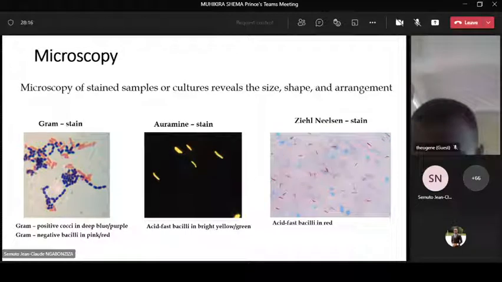So with microscopy, you are already at one point of knowing the bacteria, but you are still far from saying this is Mycobacterium tuberculosis, or this is Staphylococcus aureus, or this is E. coli. So you are still far, but you already have an idea what kind of pathogen you are expecting from your specimen.